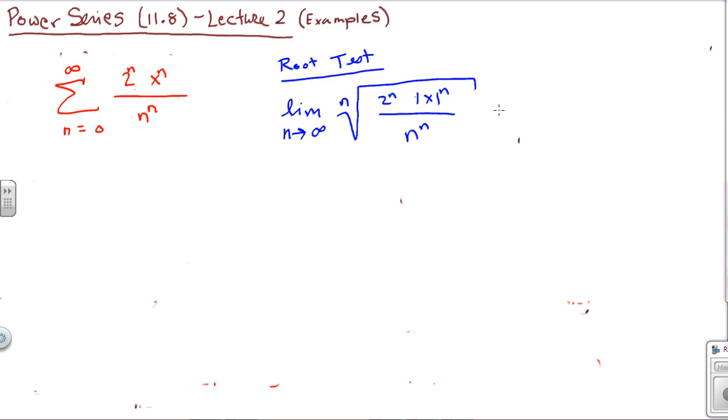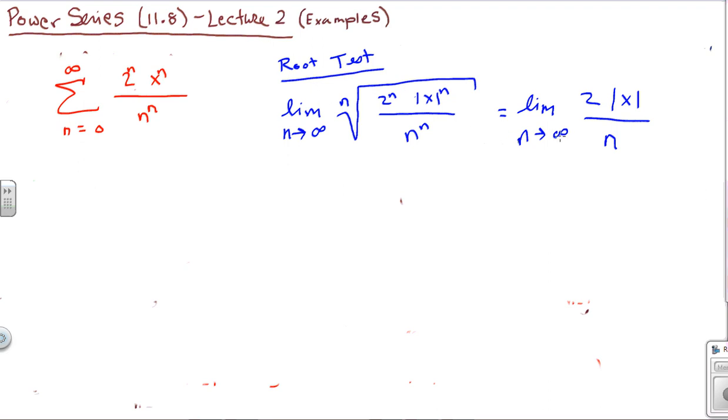And that nth root, of course, is raising it to the 1 over nth power, and when you multiply and divide numbers, you can just distribute the powers over that. So that's going to be 2 to the n to the 1 over n, which is just 2. Absolute x to the n to the 1 over n, which is absolute x. n to the n to the 1 over n, which is n.